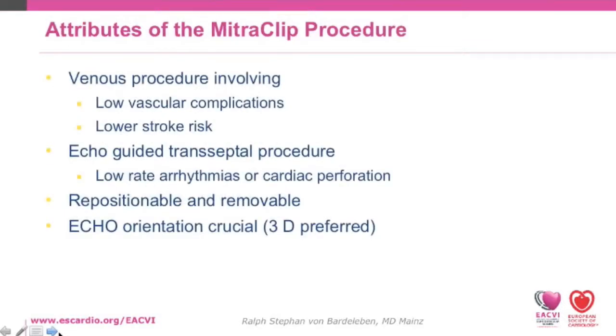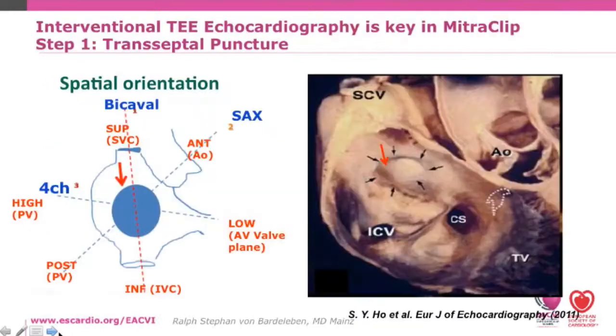So we continue. The mitral clip procedure is a venous procedure with a transeptal puncture, which is echo-guided, and 3D, of course, is preferred. These are the basic planes that we need in order to really get to the right point to perform the puncture, and typically the puncture is in this area of the fossa ovalis.